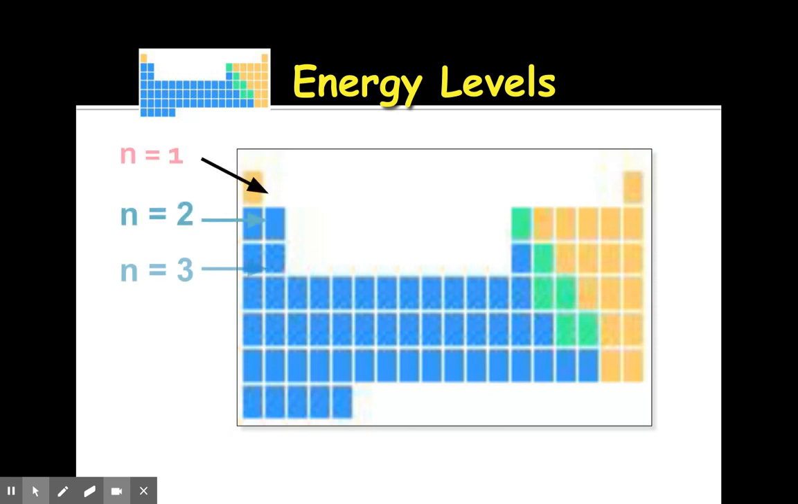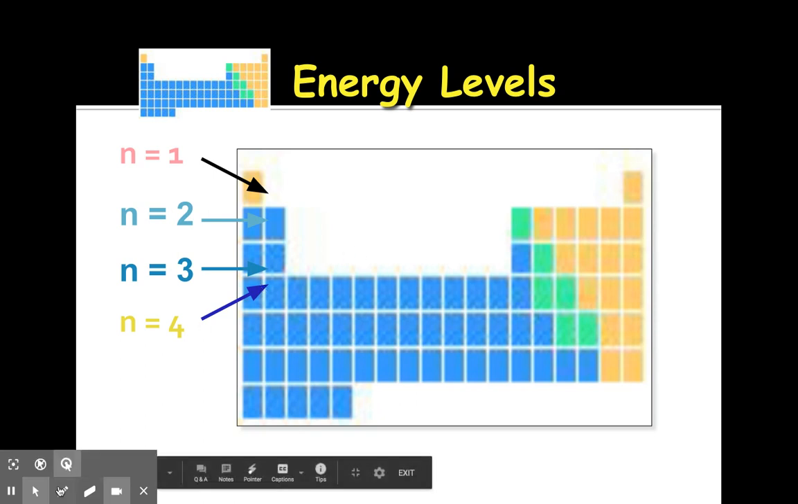Energy levels are the numbers that are written on the left of each box. So 1s2, 2s2, 1s, 2s, 3s. The numbers that come in front are your energy levels.